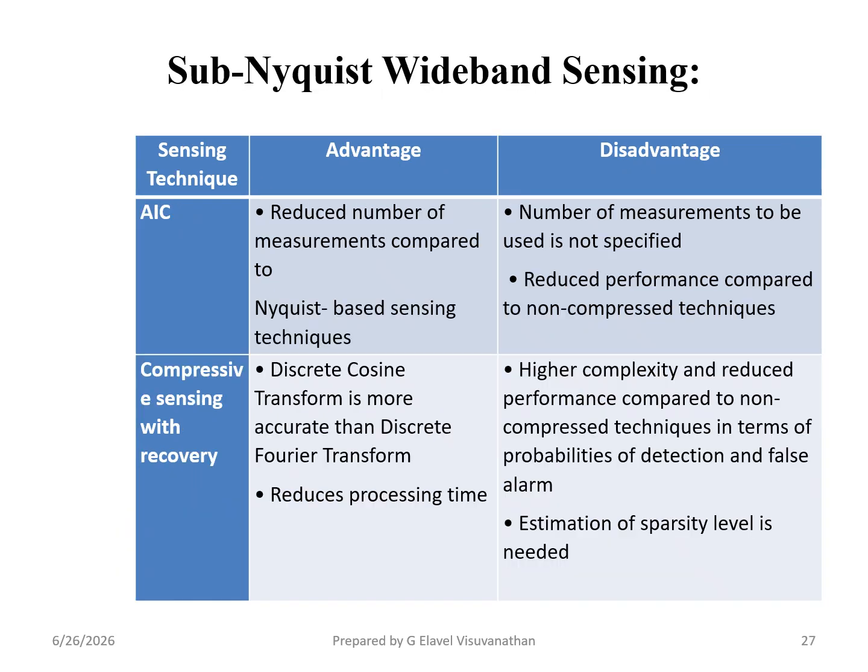Next, the AIC. It reduces the number of measurements compared to Nyquist. Disadvantage: the number of measurements to be used is not specified. Next, Nyquist based sensing technique. Disadvantage: reduced performance compared to non-Nyquist. Last, compressive sensing with recording. Discrete cosine transformation is more accurate than the discrete Fourier transform and reduces the processing time. So these are two advantages. Disadvantage: high complexity, reduced performance, and estimation of a specific level is needed.